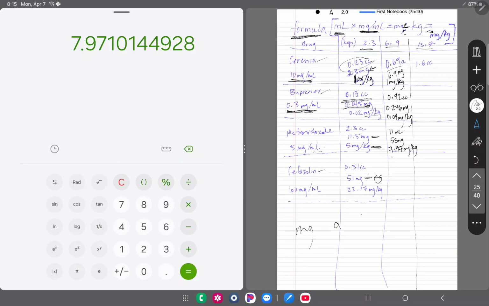Again, metronidazole is usually anywhere between 5 to 10 mg per kg. So 7 or 8 if you round up. It's kind of a midline dose. I wouldn't get too worried about that.